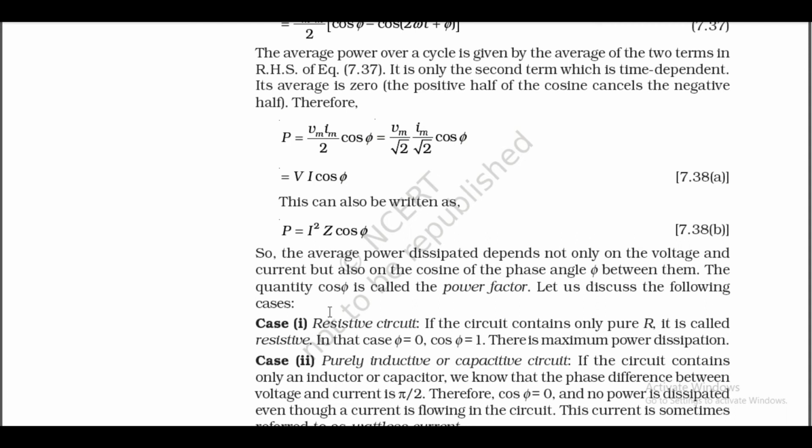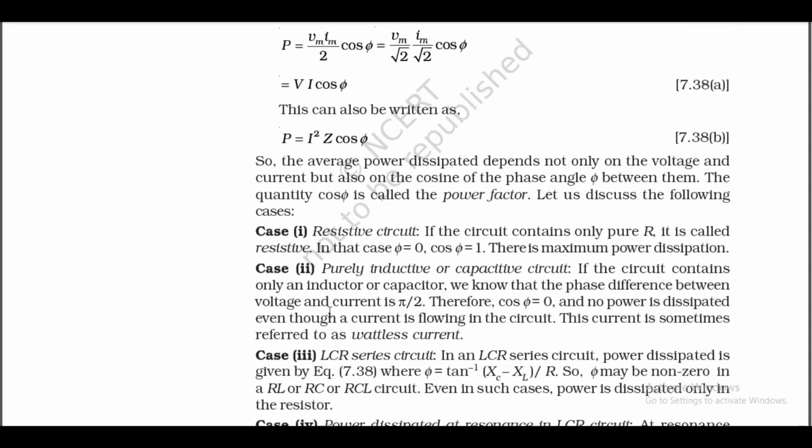So, the average power dissipated depends not only on the voltage and current but also on the cosine of the phase angle φ between them. The quantity cos φ is called the power factor. Let us discuss the following cases.